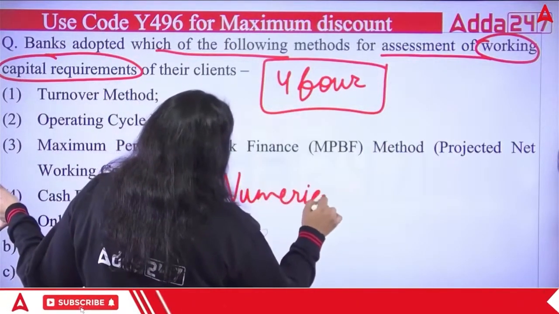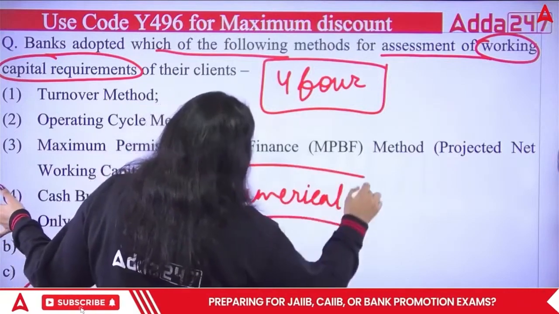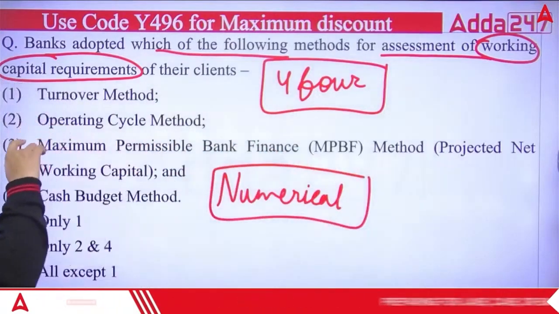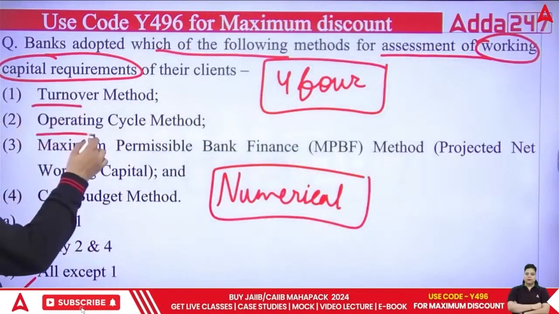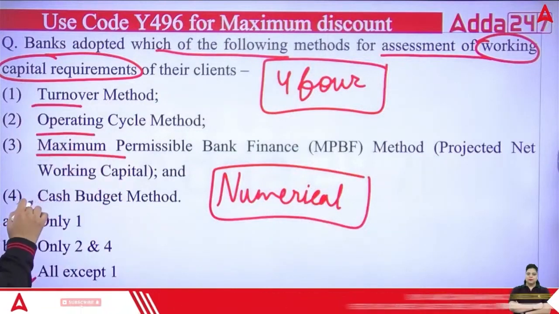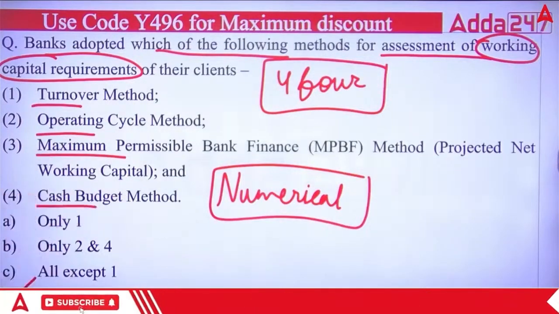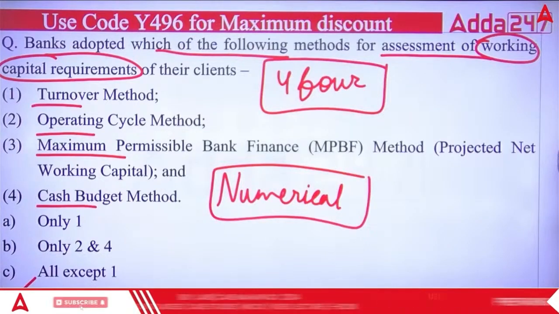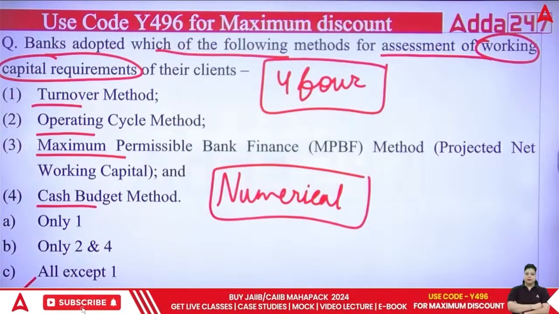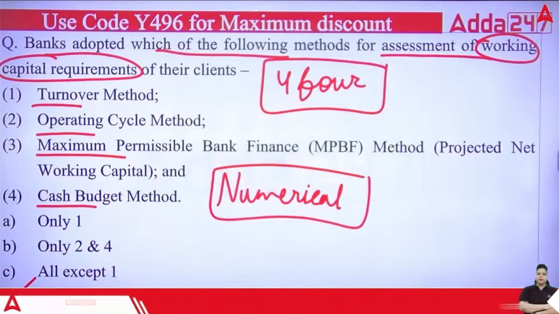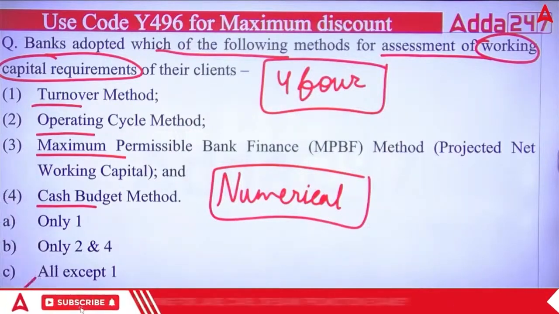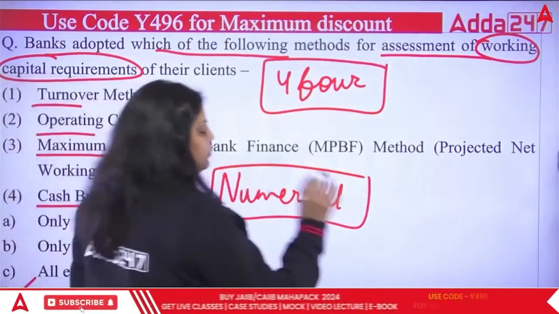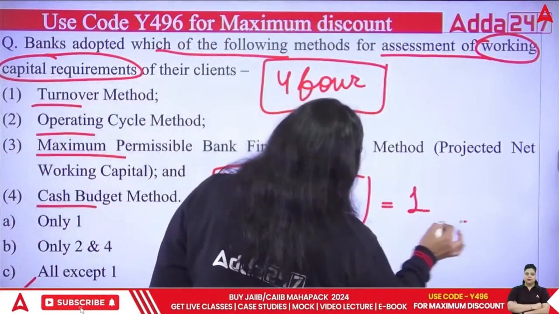Definitely one numerical will be there from out of these four methods: turnover, operating cycle, maximum permissible bank finance, and cash budget method. These are the four methods to do the assessment of working capital, right? And definitely from one of these methods you will find a numerical in the paper. That's confirmed. Minimum one numerical will be there.